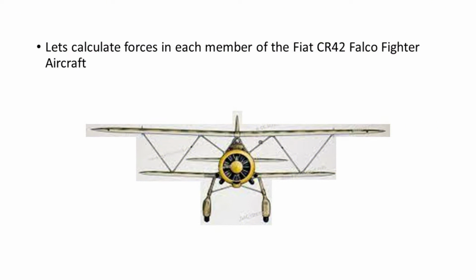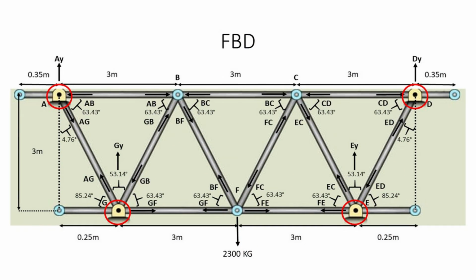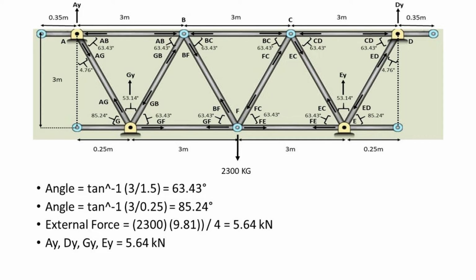I'm going to explain how we are going to calculate the force in each member of a Fiat CR42 Falco fighter aircraft. The first step of our calculation is drawing the free body diagram. This is the free body diagram for the CR42 Falco fighter aircraft. The weight of the frame is 2300 kilograms. Angles needed for our calculation can be obtained by using SOH CAH TOA, opposite over adjacent.